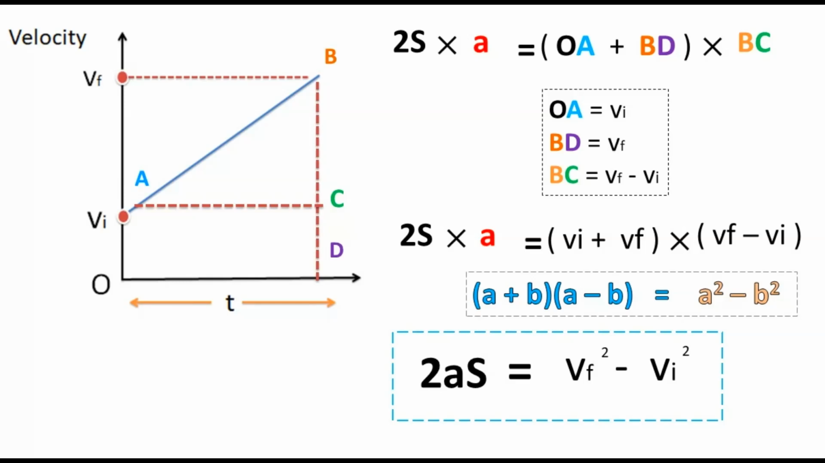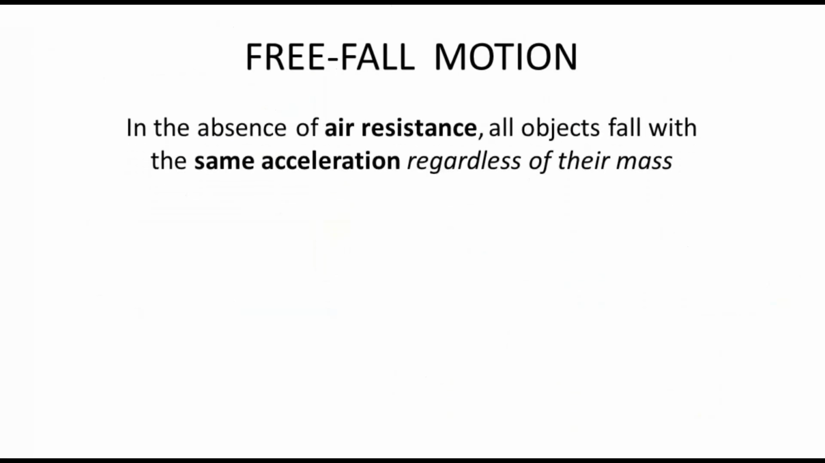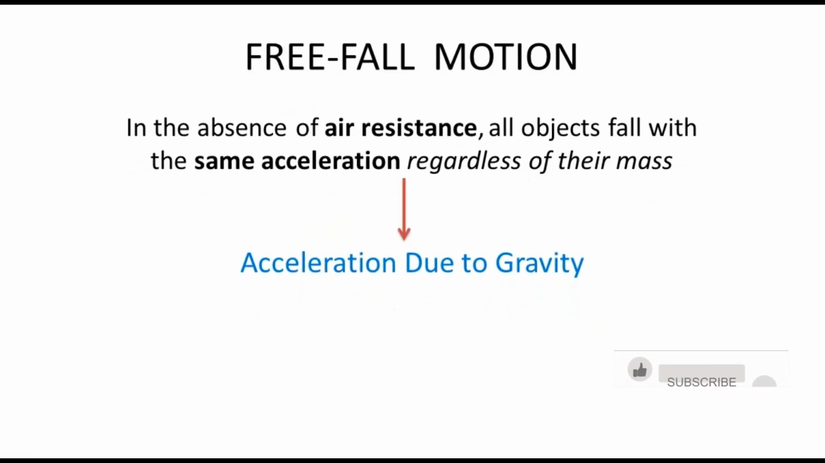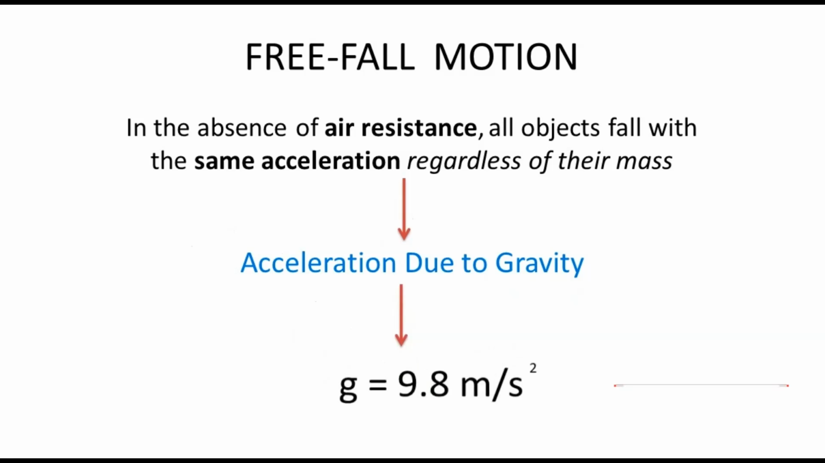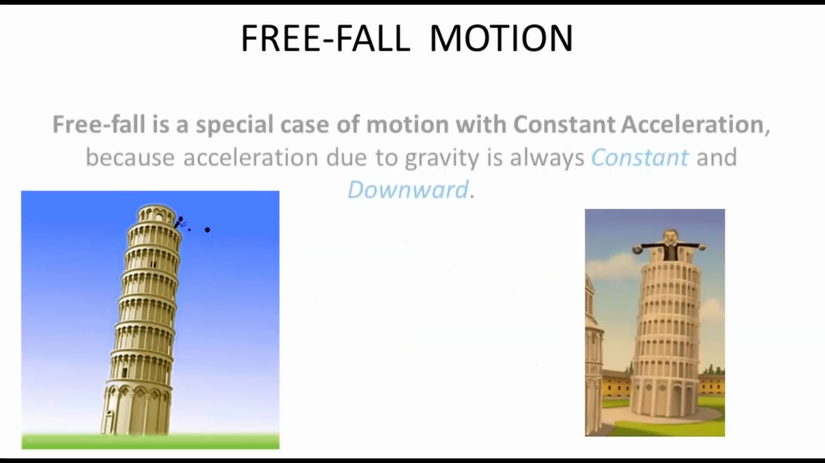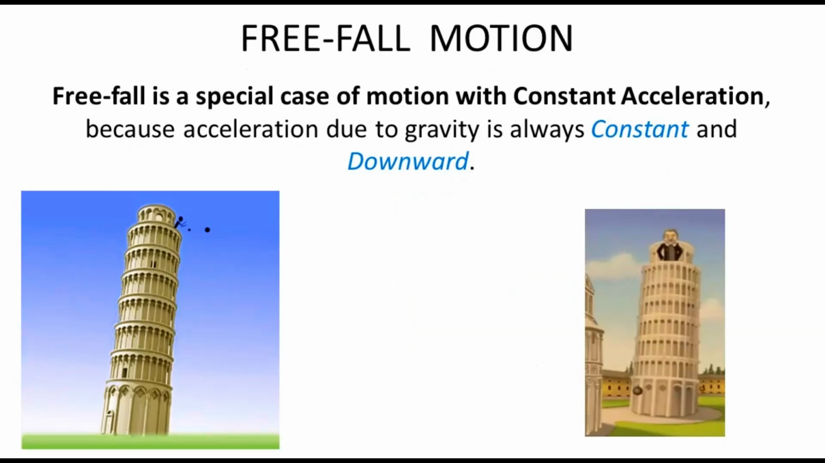So now let's discuss how this equation is converted into the free fall motion's equation. In free fall motion, all the objects fall with the same acceleration in the absence of air resistance, regardless of their masses. And this constant acceleration is known as the acceleration due to gravity, and its value is always 9.8 meters per second square. As acceleration is a vector quantity, in free fall motion its value is always constant, 9.8 meters per second square, and it is always directed downwards towards the earth.